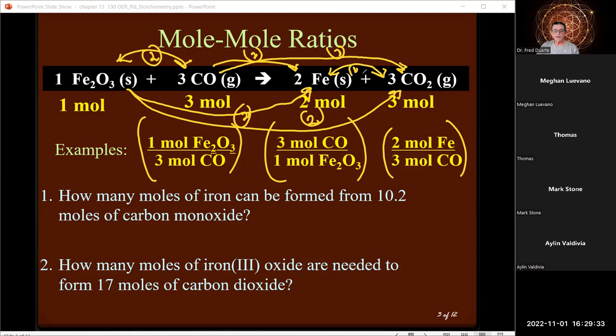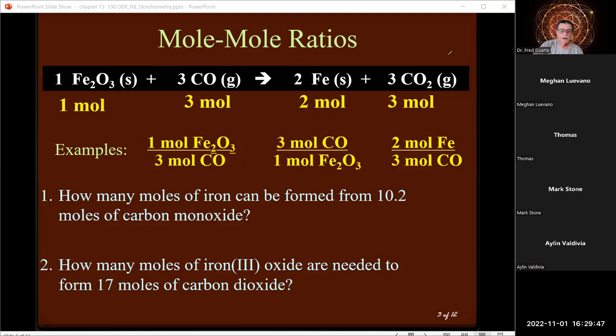And so we got 12 ratios here in this reaction that we should become aware of, because depending on the problem, we could use any one of those 12, right? All right, so the question asked is this: how many moles of iron can be formed from 10.2 moles of carbon dioxide?